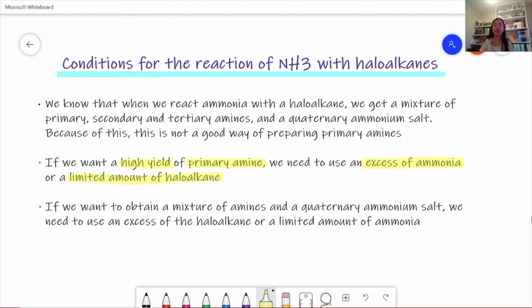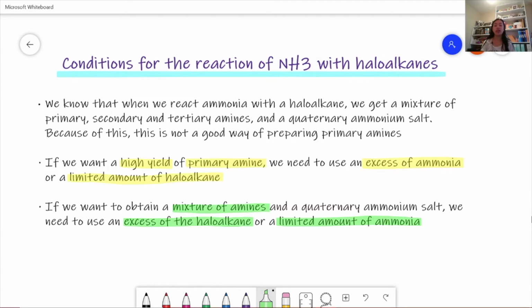Because if we don't have very much haloalkane, or if we have a lot of ammonia, ammonia is the only nucleophile that will be reacting with the haloalkane, and so a very high yield of primary amine will be formed and not as much further substitution. However, if we want to obtain a mixture of amines and the quaternary ammonium salt, we need to use an excess of the haloalkane or a limited amount of ammonia.